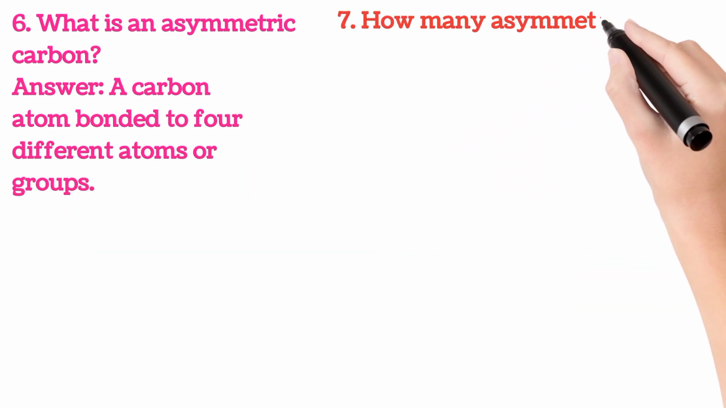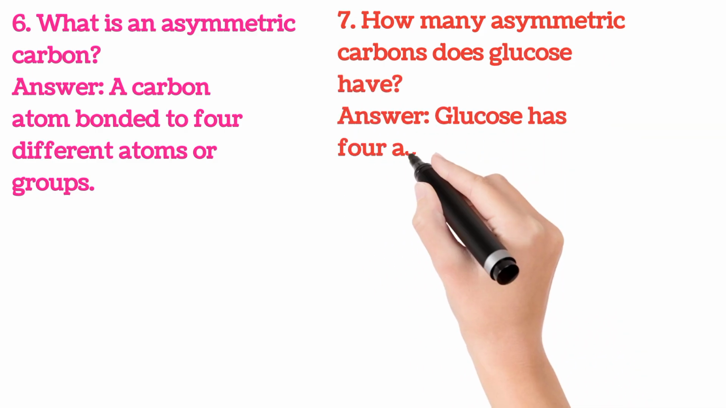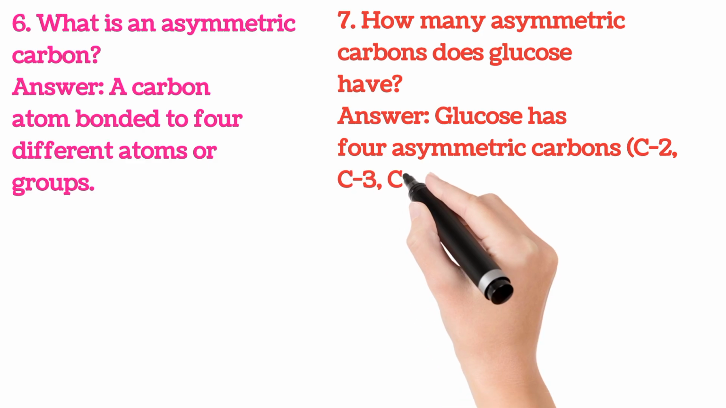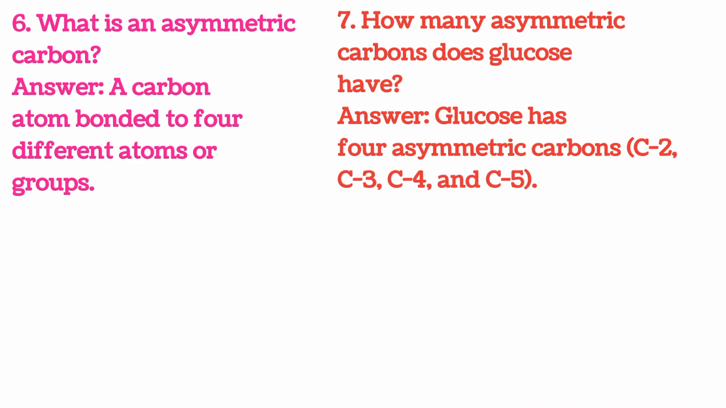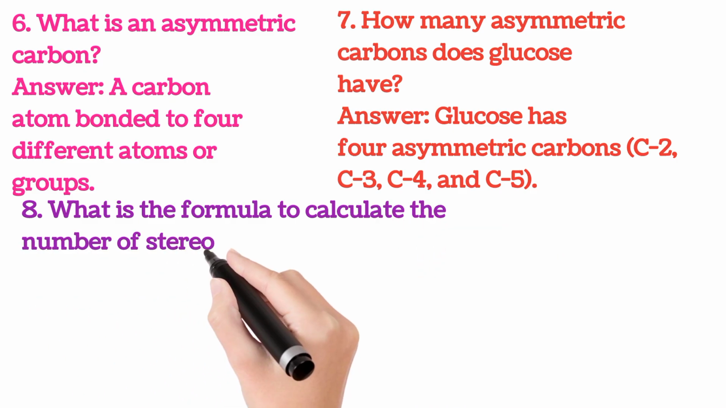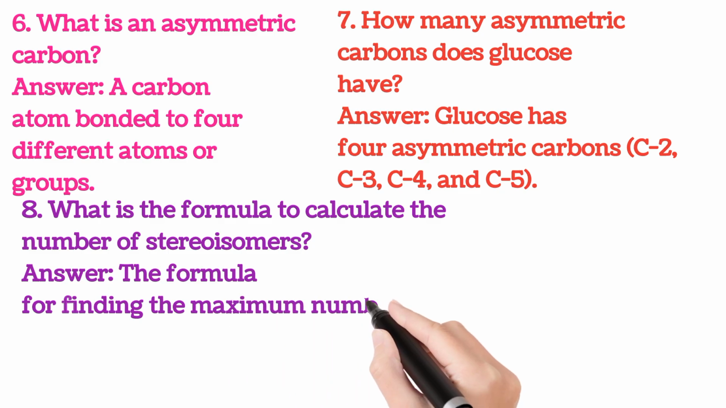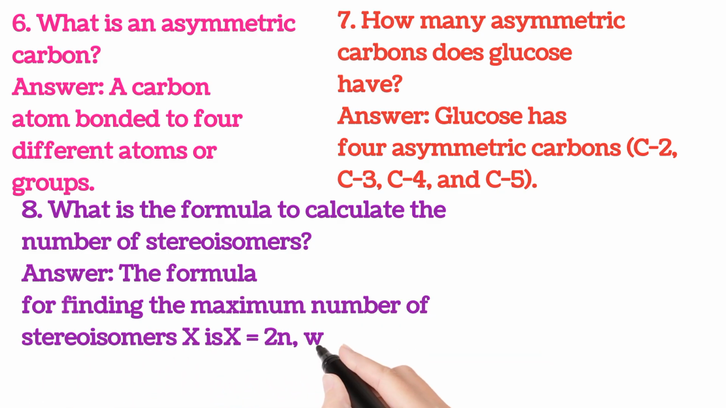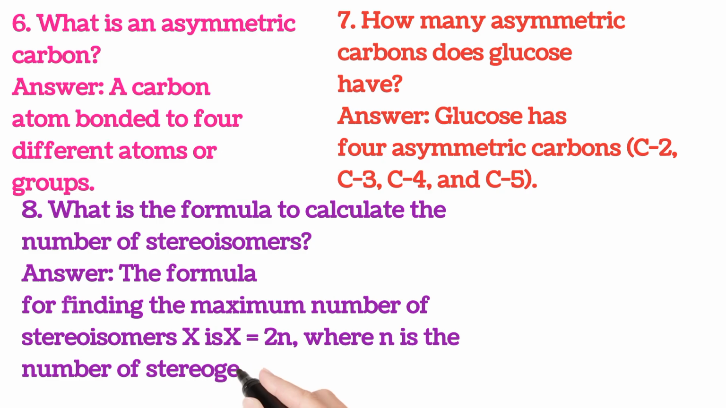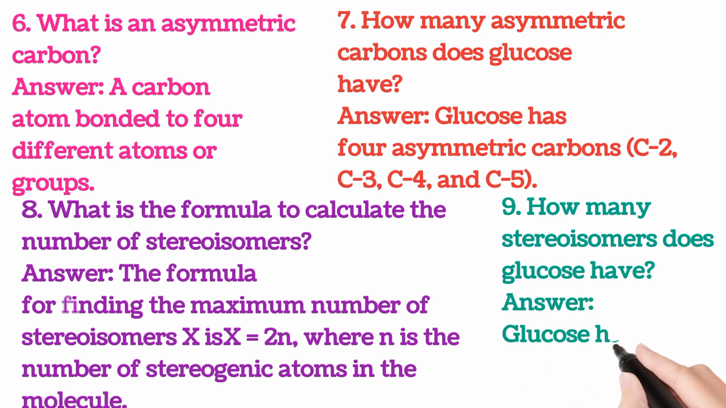7. How many asymmetric carbons does glucose have? Glucose has 4 asymmetric carbons, C2, C3, C4, and C5. 8. What is the formula to calculate the number of stereoisomers? The formula for finding the maximum number of stereoisomers X is X equals 2^N, where N is the number of stereogenic atoms in the molecule. 9. How many stereoisomers does glucose have? Glucose has 16 stereoisomers.